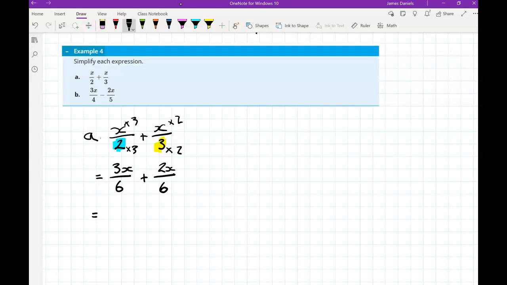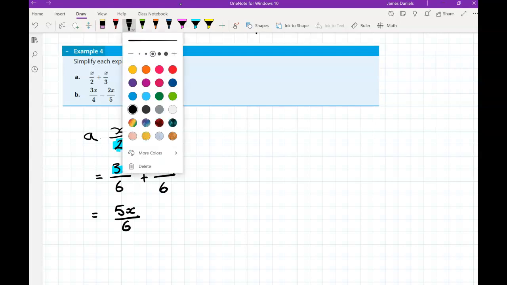Common denominator, I can now add my numerators. So these two are like terms, meaning they can be added together. 3x's plus 2x's, I would get 5x, all over 6. So this one I had to build a common denominator before I could simplify, and checking that I had like terms the whole time. Let's have a look at question B.